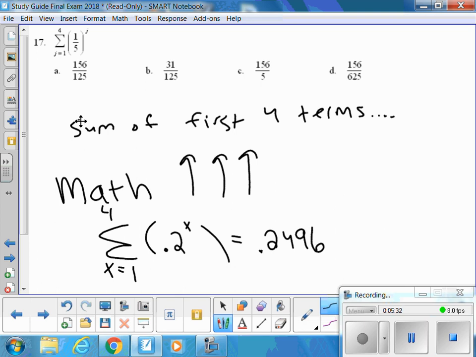Does everybody remember how to convert a decimal to a fraction? Math, enter, enter, and it converts the decimal to a fraction for you. So that gives me 156 over 625.